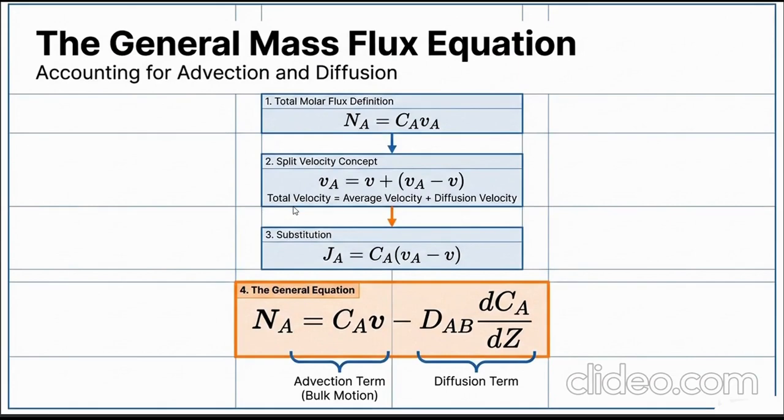Total molar flux and advection. In practical engineering applications, we must account for both molecular diffusion and bulk motion or advection. The total molar flux NA is a vector sum. It includes diffusive flux relative to molar average velocity and the convective flux, which is the species contribution to the bulk flow of entire fluid stream.